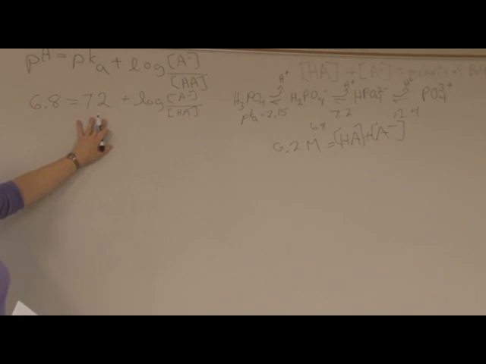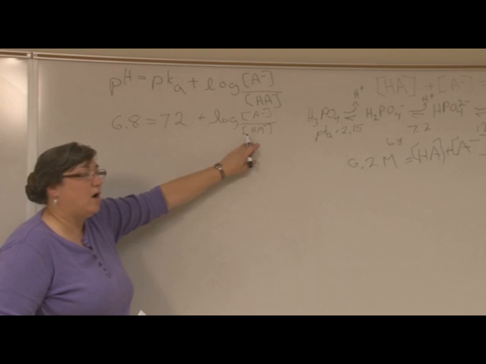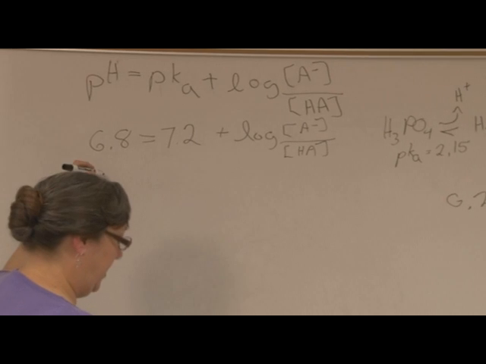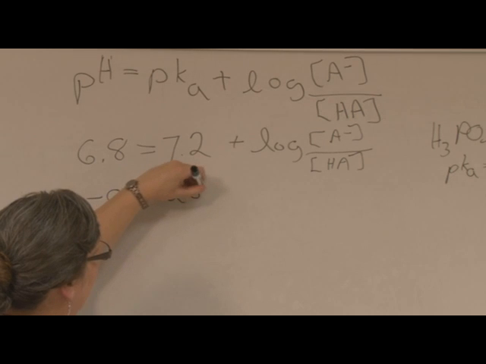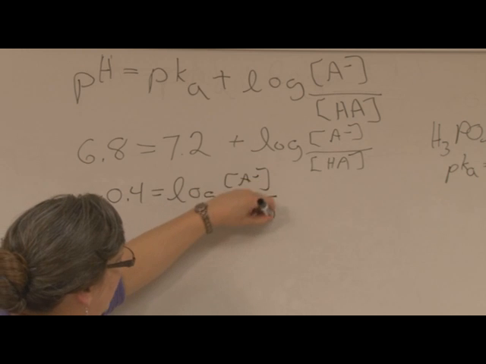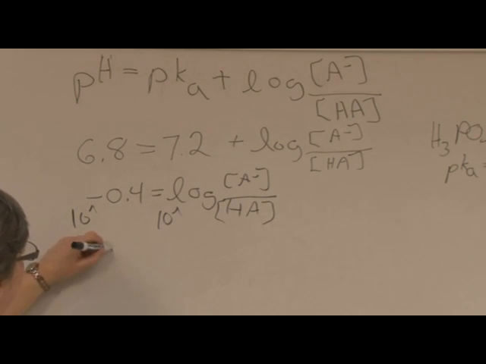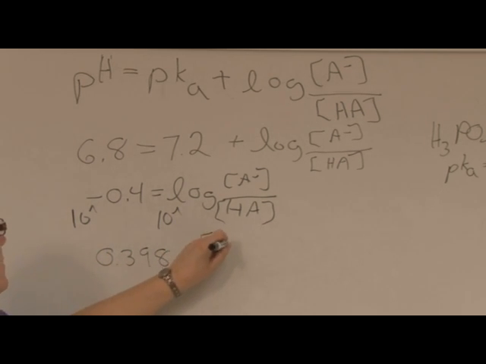Here's a really good example where, when I subtract 7.2 from both sides so that I have the log by itself on one side of the equation, I'm now negative. Okay? 7.2 minus 6.8 is negative 0.4, which is equal to the log of A minus over HA. Okay? Take the anti-log of both sides, and what I'm left with is 0.398 is equal to the ratio of A minus over HA.